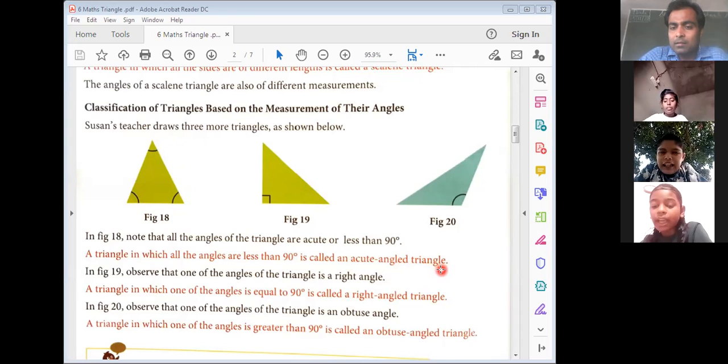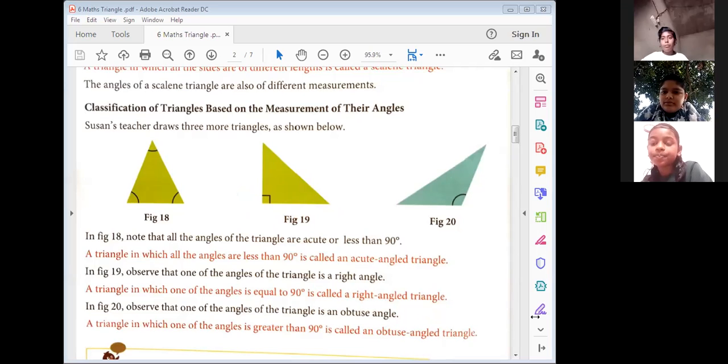Acute angle triangle. But if you have a triangle where one of the angles is 90 degrees, one of the angles is a right angle, that type of triangle is known as a right angled triangle. Acute angled, right angled, the triangle is named after the angle that forms. One angle is 90 degrees, so it is called a right angle triangle.